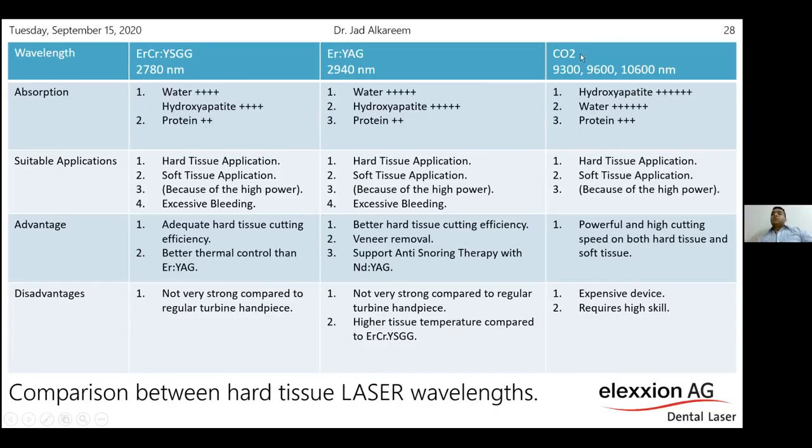Finally, we will go to the CO2, and the CO2 has three main wavelengths. It has the highest absorption level into the hydroxyapatite and water and protein. So it has higher absorption in those compared with the erbium YAG and erbium chromium. It can be used for hard tissue applications, soft tissue applications also, but of course you will have also bleeding with it. The advantage of it is it is very powerful, with high cutting speed on both hard tissue and soft tissue. So this laser is actually very strong, very fast to cut both hard tissue and soft tissue.